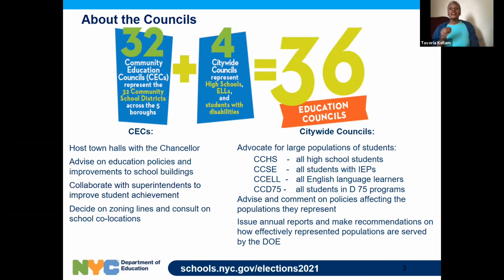So each of the community education councils, of which there are 32, has 2 seats that are reserved, one for the parent of a student with an IEP and the other for a parent of an ELL student. You can read on this slide about the many duties of the councils.